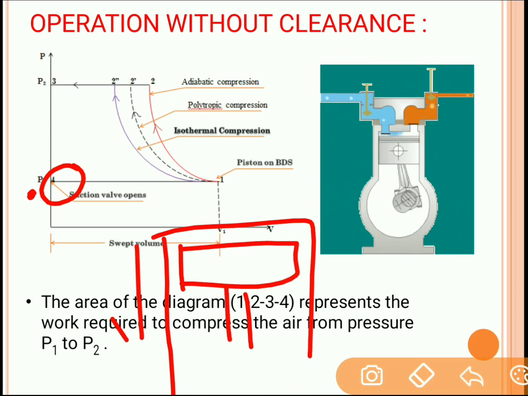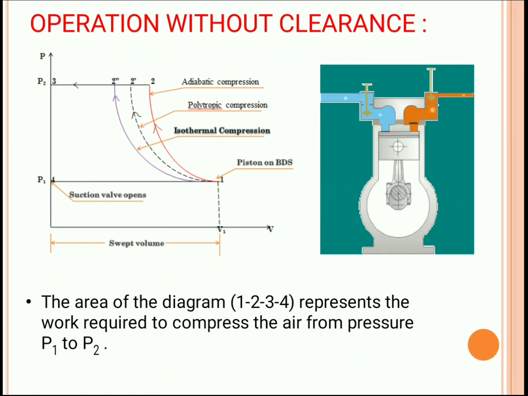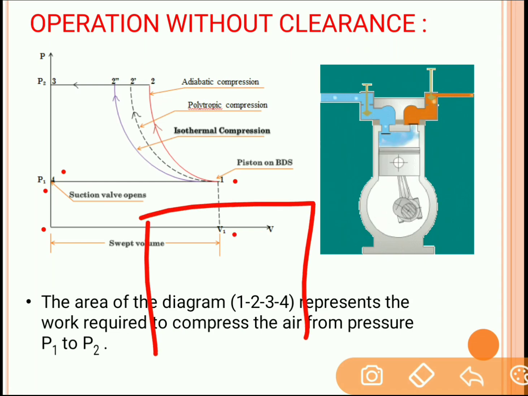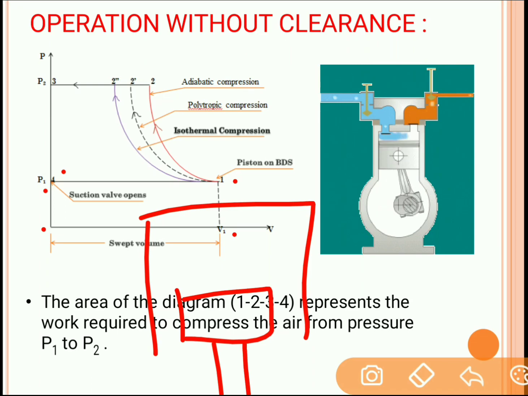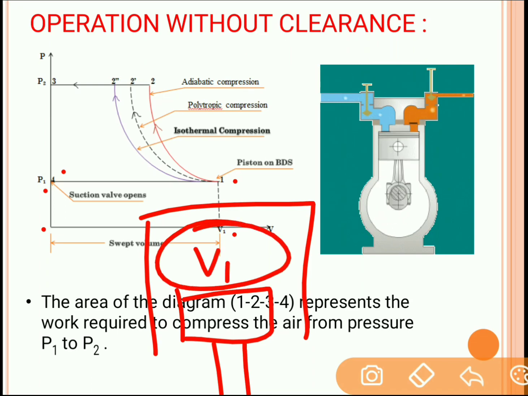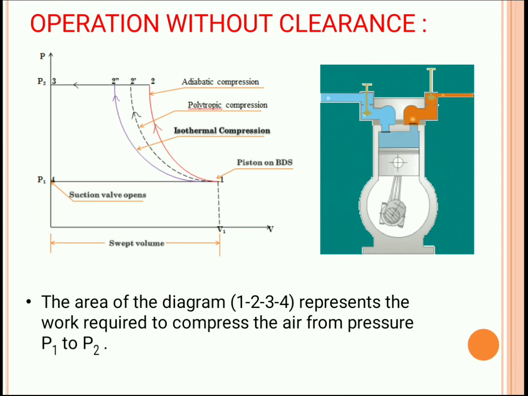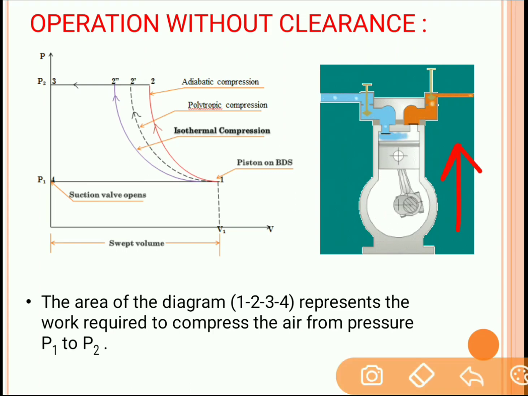And as the piston moves downward, volume increases. At point 4 the volume is 0, so the volume will increase from point 4 to point 1. At point 1, the piston is at the bottommost position, that is at this position. So the volume of the cylinder inside this piston is V1. Now when the piston is at the bottommost position, it will start moving in the upward direction. So as the piston moves upward, the air will get compressed.